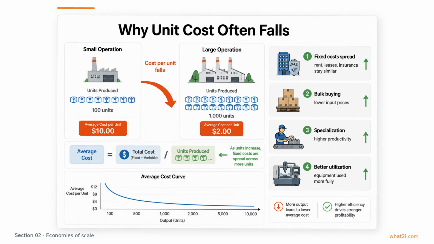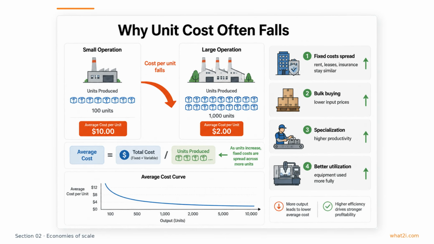Larger firms may also get better input prices through bulk buying, reducing variable cost per unit. As organizations grow, workers and managers can specialize, which often improves productivity and reduces waste. Equipment can also be used more fully, turning underused capacity into more efficient output. Put together, those forces explain why bigger production runs often lower average cost.